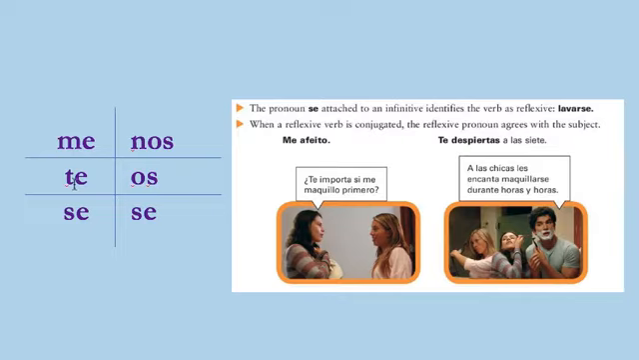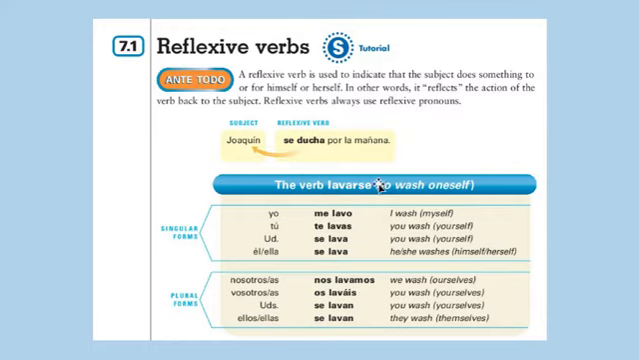se afeitan. So if we look at this example, it's essentially as though they've conjugated lavar and also conjugated the se to match whichever pronoun corresponds, right? Yo me lavo, tú te lavas, ella se lava, vosotros os laváis, ellos se lavan, etc. It's also important to note that the pronoun se attached to an infinitive identifies the verb as reflexive, lavarse, and then you know to conjugate both lavar and se.